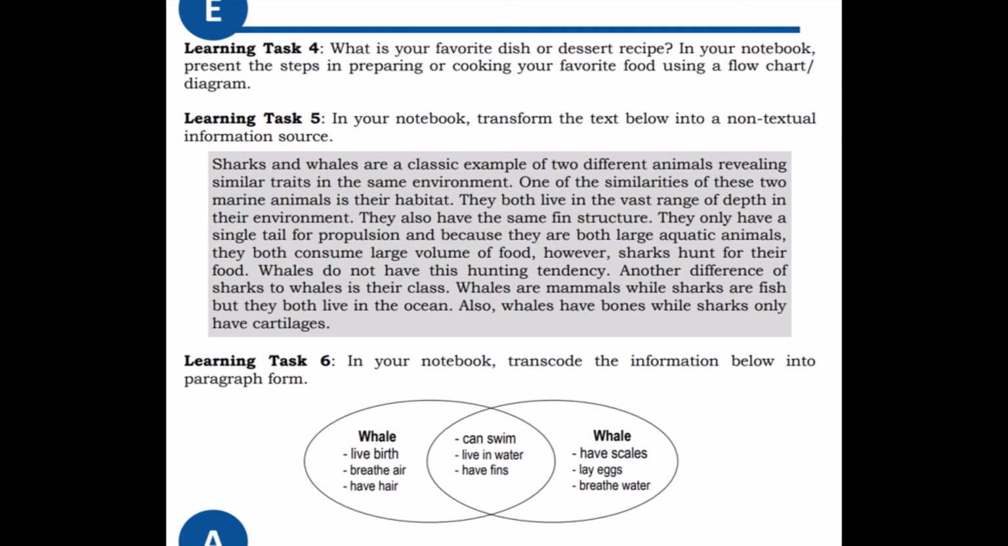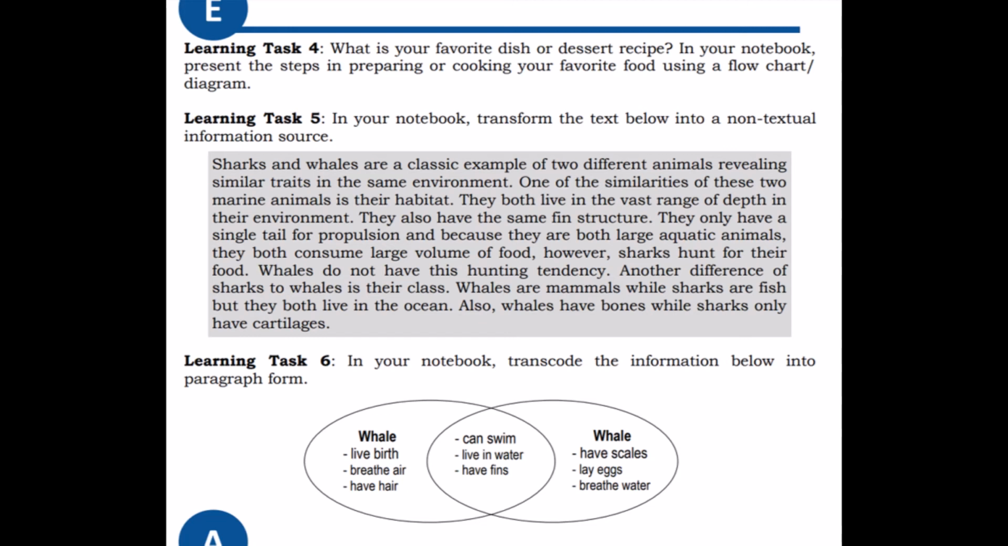Learning task 5. On your paper, you are going to write or to make a non-textual information source. You may choose between infographic, pie chart, flow chart, and other kinds of tables in order to show the informations given in the paragraph below the instruction of learning task 5.